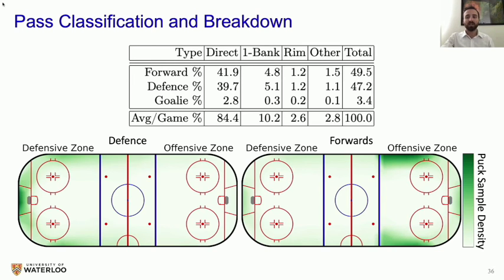We parse the locations of one-bank passes by D and forwards, shown in the bottom figures. We find that D tend to make one-bank passes behind their own net and off their own half walls, while forwards typically make one-bank passes behind the offensive net and off the offensive half walls, likely back to the D.